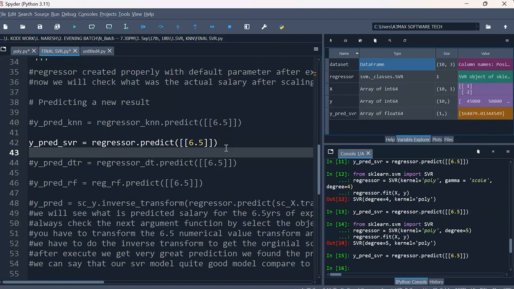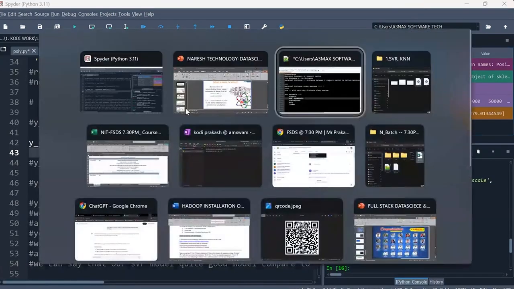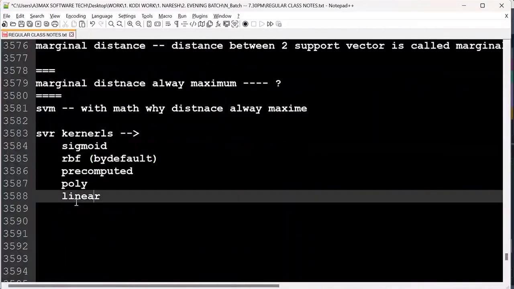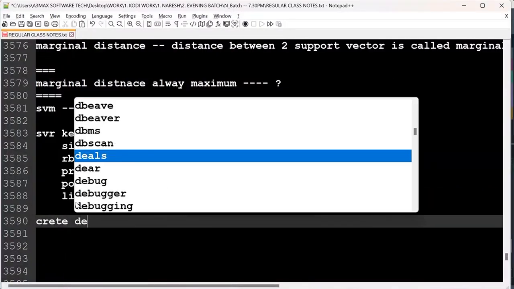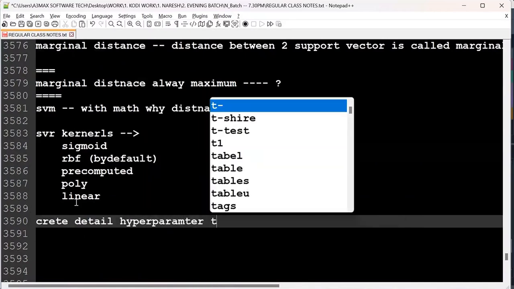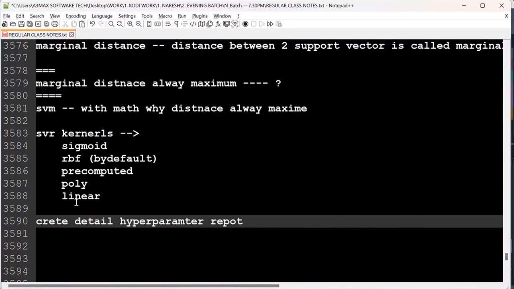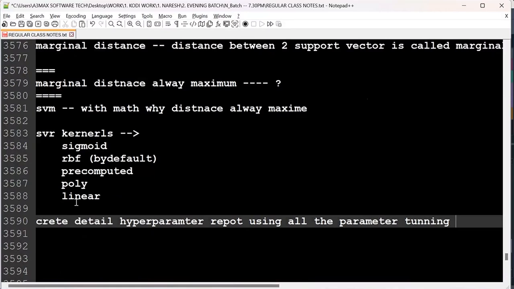So now what I want you to do, I want you to create a detailed hyperparameter report using all the parameter tuning, guys. Okay, understand?